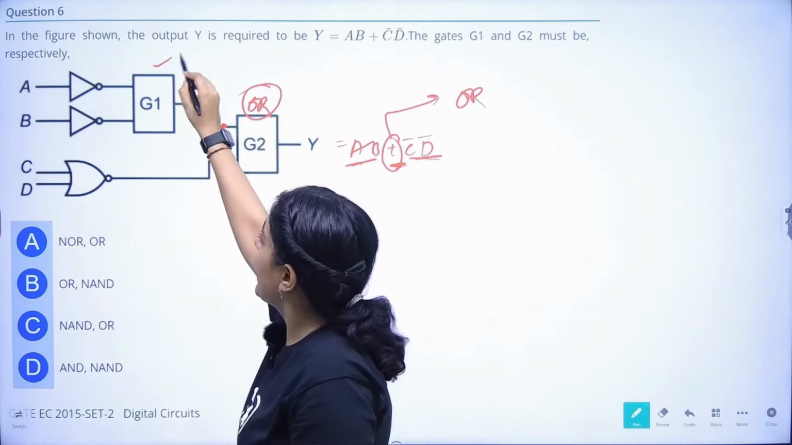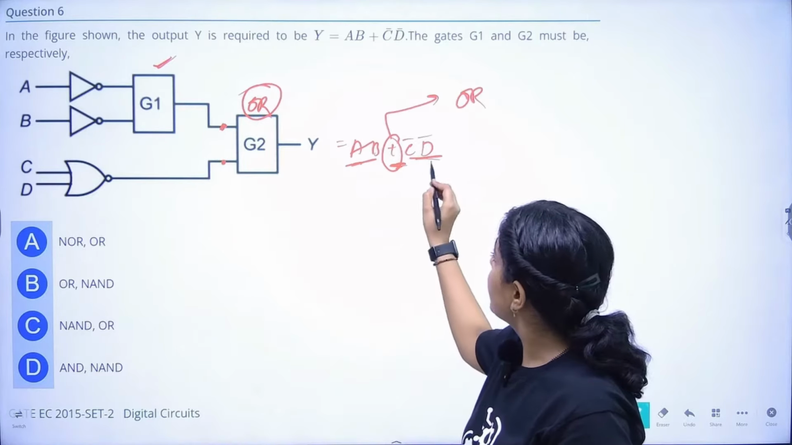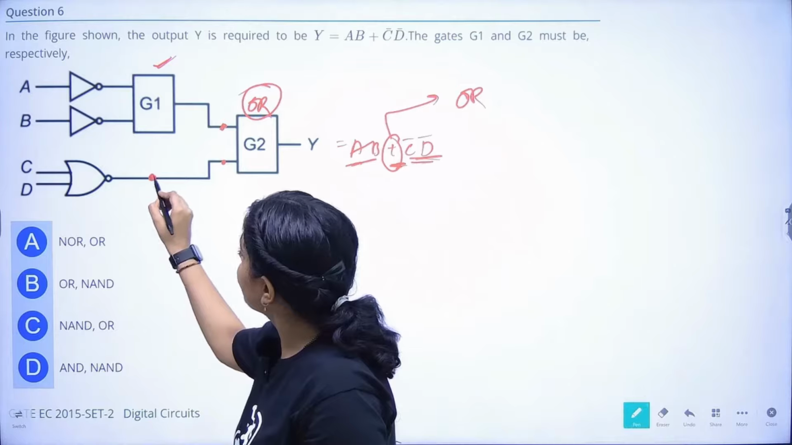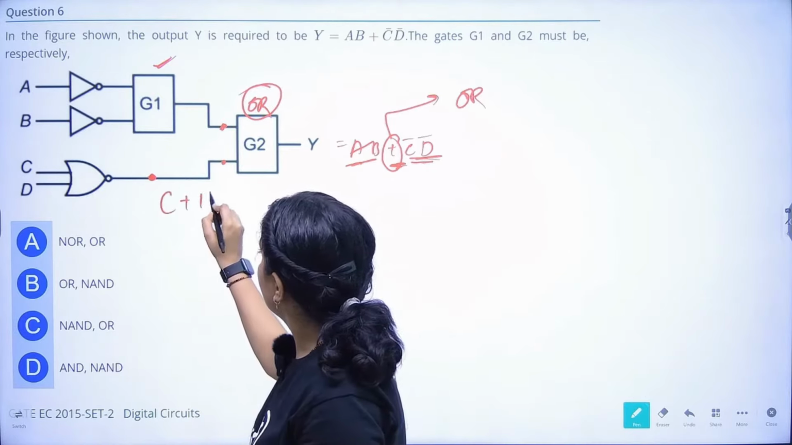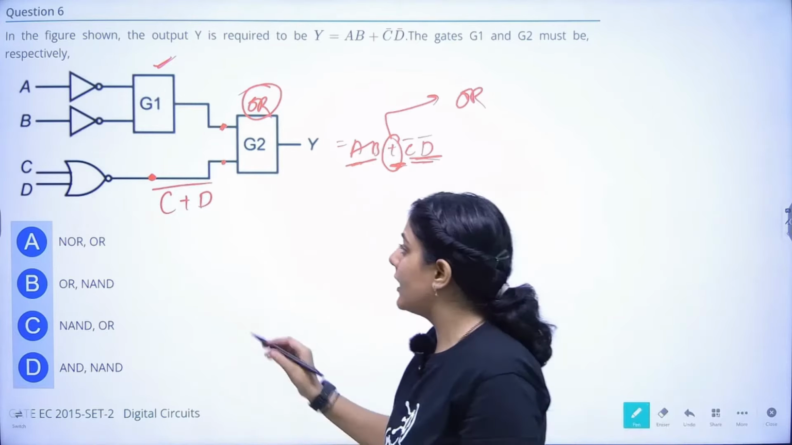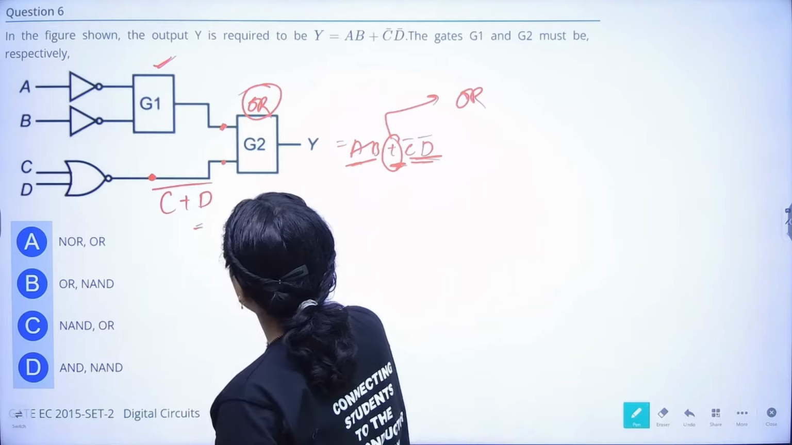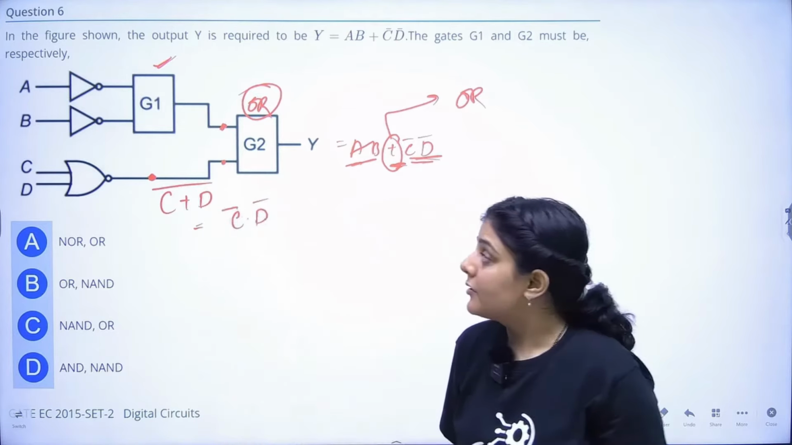And now we have to find out for this. Now gate number 2, we can easily say that this is a NOR gate. So this is C plus D whole bar. C plus D whole bar we can open again in a similar way. So it will be C bar dot D bar, right?